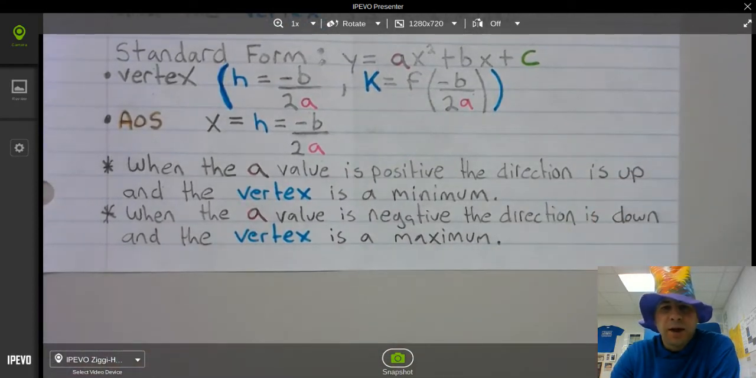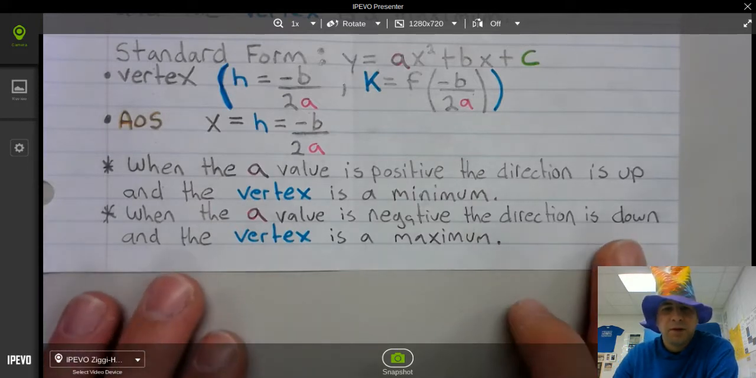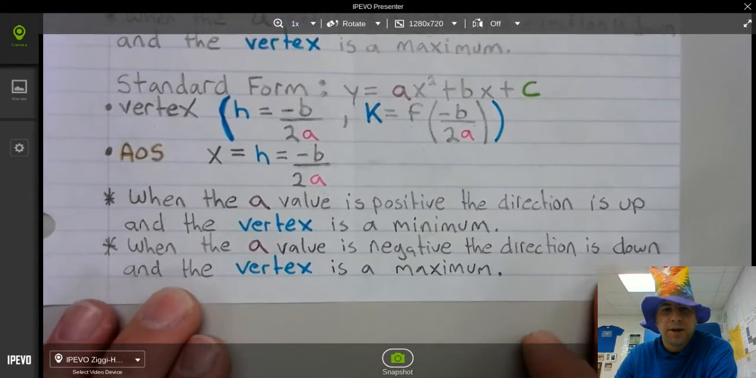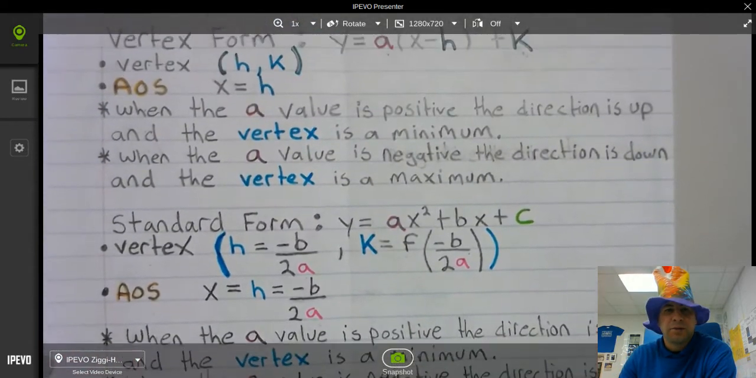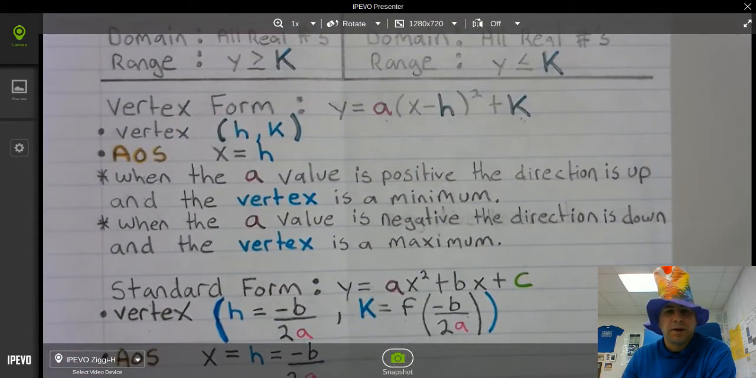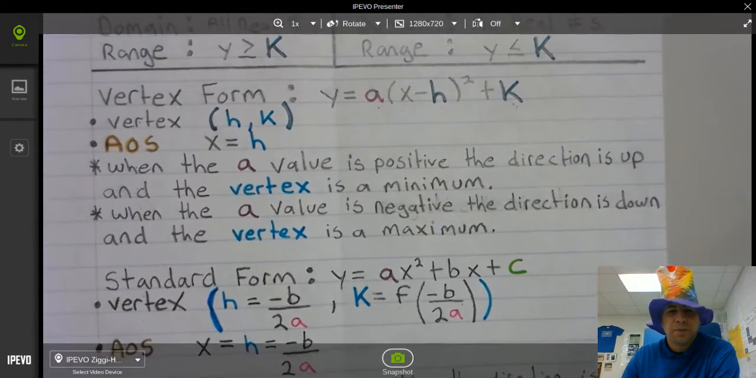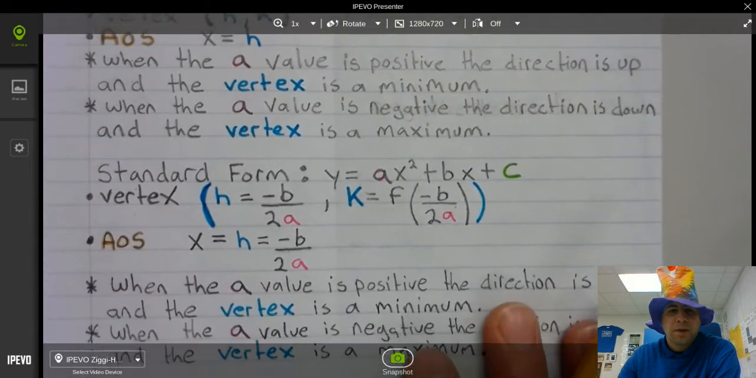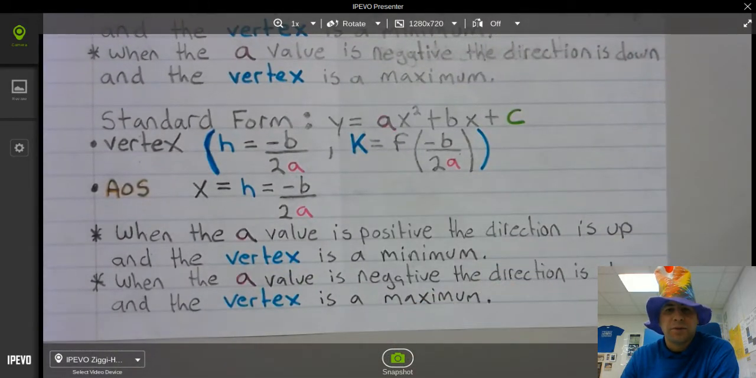Now in standard form, when the a value is positive, the direction is up and the vertex is a minimum. When the a value is negative, the direction is down and the vertex is a maximum. So if you would, make sure you get that down, and let me bring this back up so you can get that back down. All right, so there's vertex form, and then there's standard form.